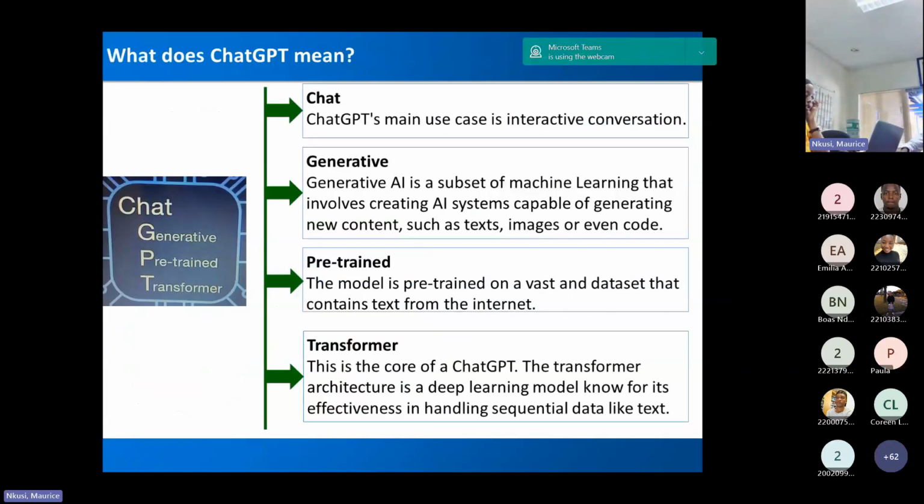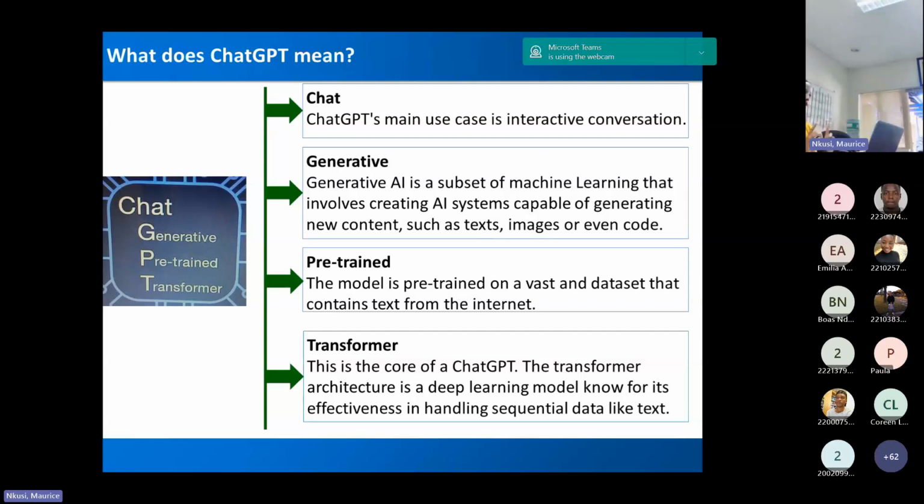In the next slide, you can understand what ChatGPT actually is by its acronym. For the chat in ChatGPT, the main use case is interactive conversation, where users input questions and prompts and ChatGPT responds conversationally. The G in ChatGPT means generative. Generative AI is a subset of machine learning that involves creating AI systems capable of generating new content such as text, images, or even code.